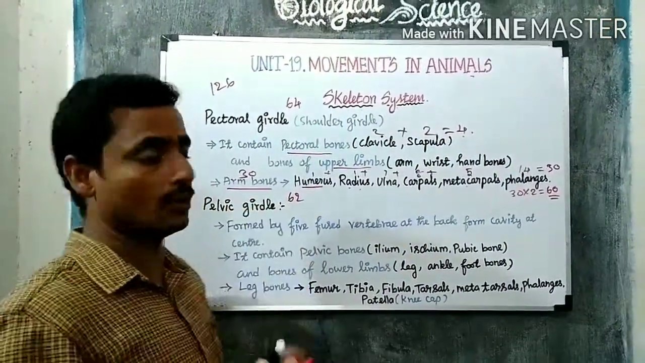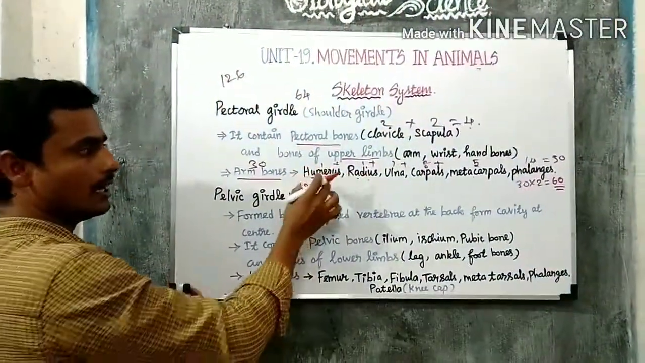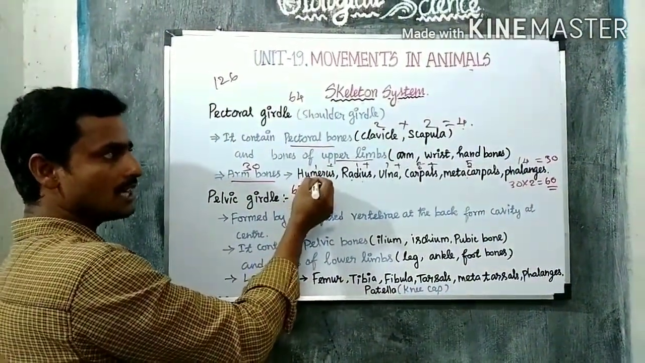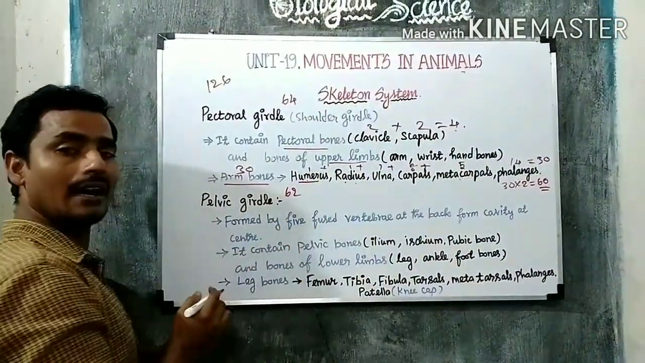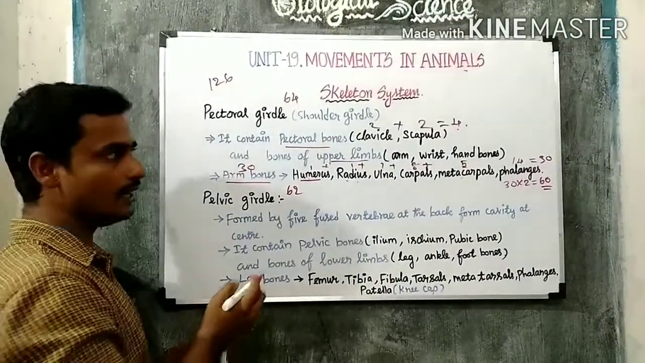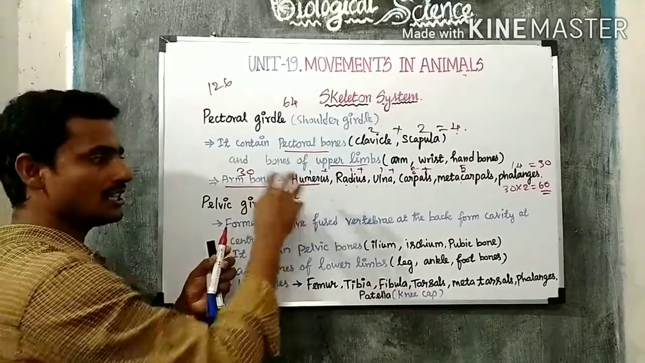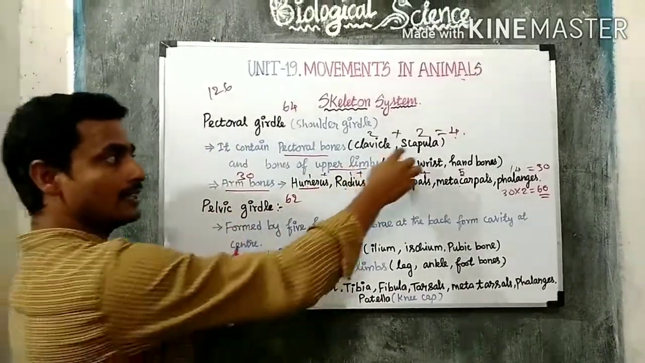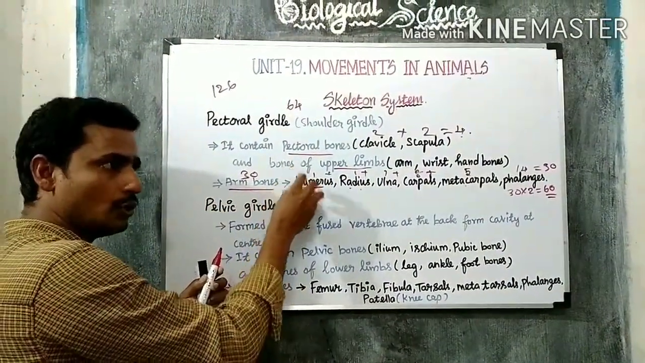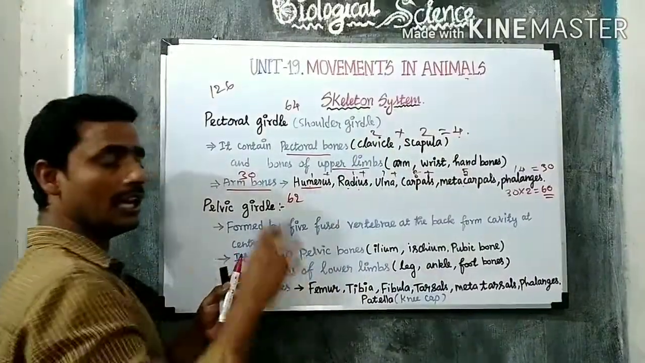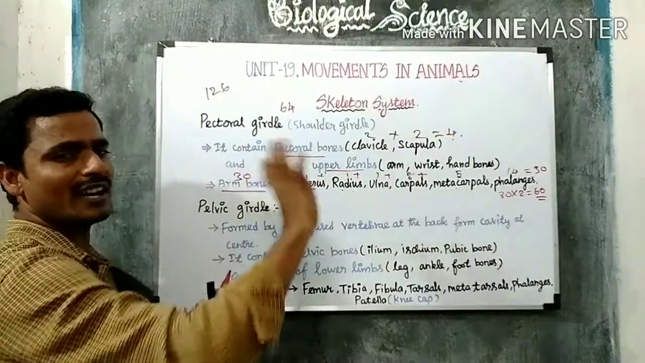Then this humerus will form the upper arm. The joint between humerus and scapula is a ball and socket joint. Already we learned, right? The humerus has a ball-shaped head, and the scapula has a cup-like socket. The ball-shaped head of the humerus connects with the socket of the scapula, so it forms the ball and socket joint.